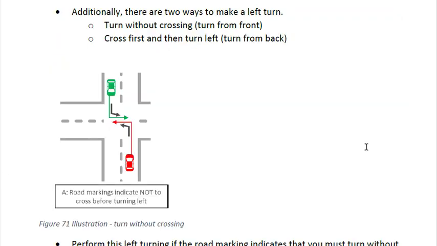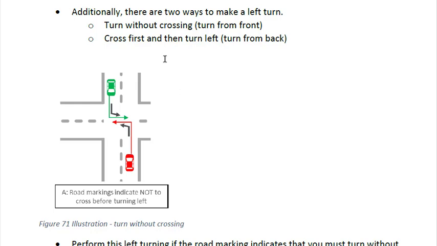So turning left can be done in two ways. If there are two cars, let's say in the first case we saw that the red car wants to turn left, but the green car wanted to go straight. So obviously, the green car had priority. The red car had to give priority to the green car, only then it was allowed to turn left. Now what if both the cars want to turn to their left? So the red car wants to turn to its left and the green car wants to turn to its left. How do we do this maneuver?